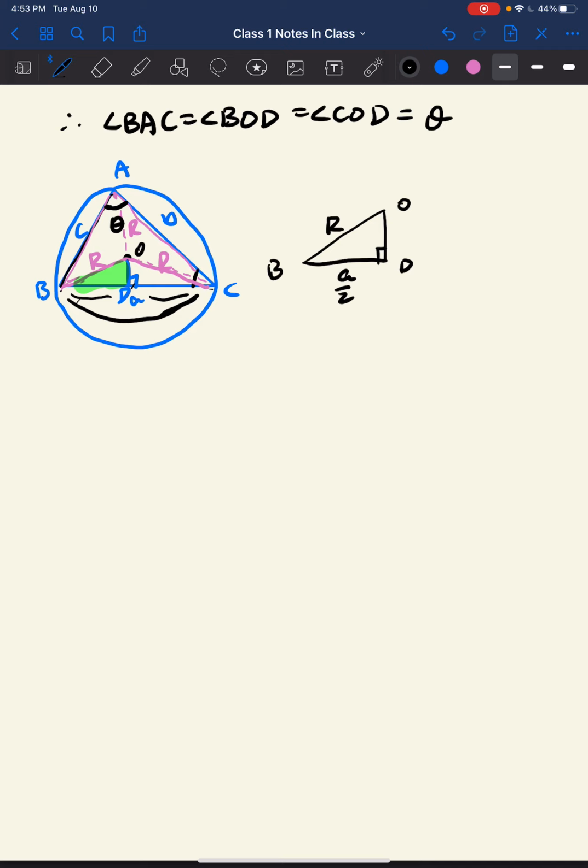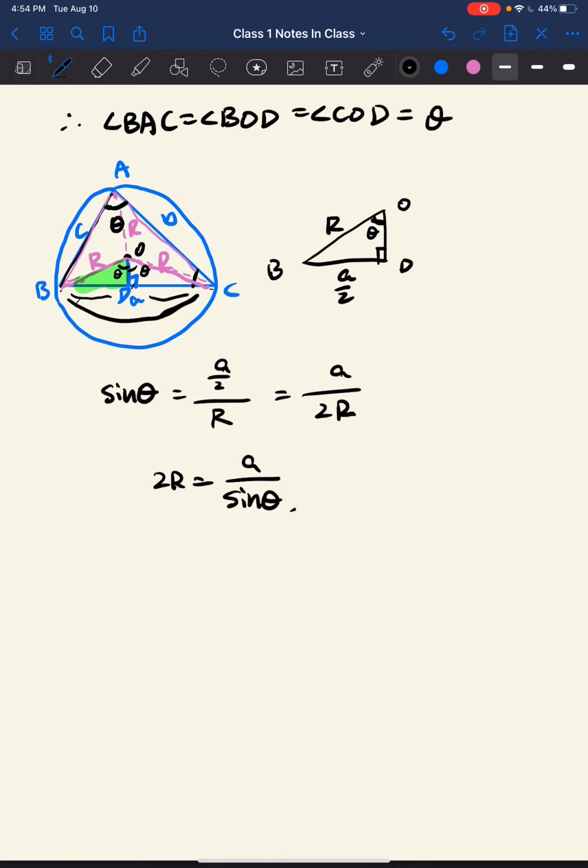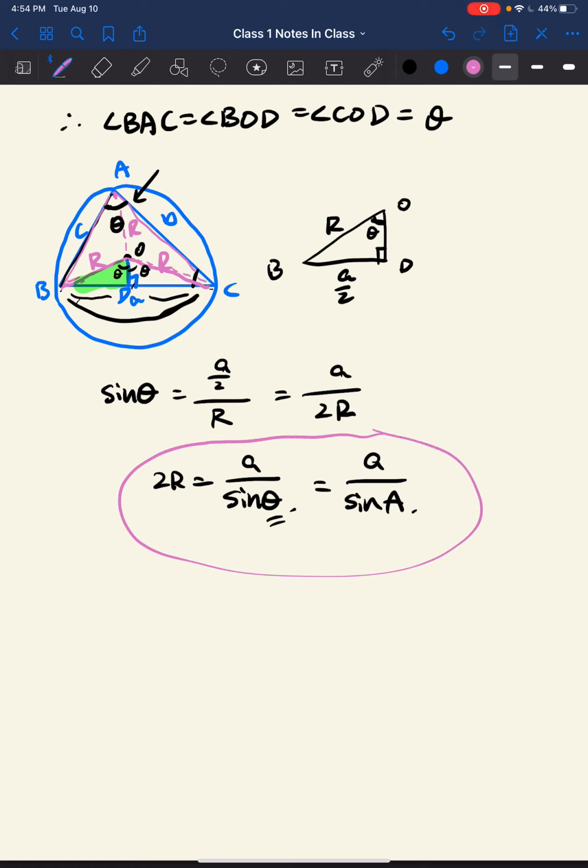Using triangle BOD, sine theta, which theta is this part, right? So these are all theta. Sine theta should equal A over 2 over R, which is A over 2R. Therefore, if we simplify this a little bit, 2R should equal A over sine theta. And what is theta? In this diagram, theta also equals angle A. So it should equal A over sine A. So yeah, that proves our theorem.